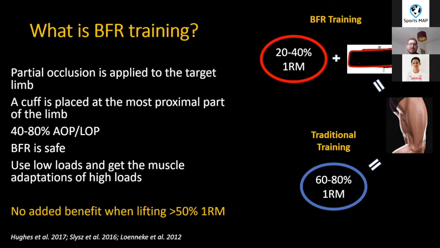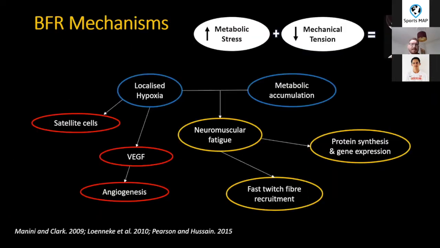The basic premise is that we can use low intensity resistance exercise, combine it with the blood flow restriction, and get the same adaptation as high intensity resistance exercise. There's also no added benefit of BFR when you go in heavy with it. Anything above 50% 1 rep max, if you add blood flow restriction, you get no added benefit in muscle adaptation. So how does blood flow restriction work?